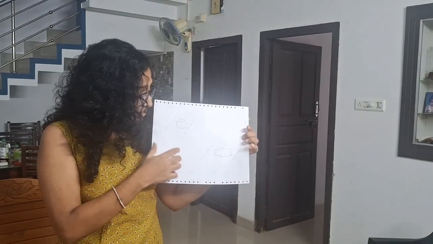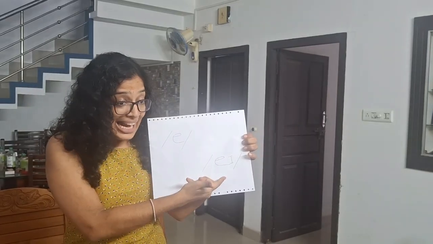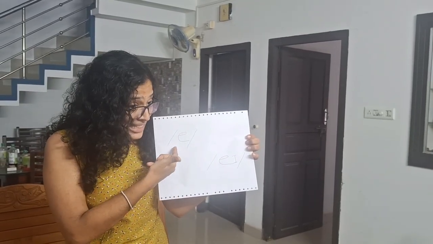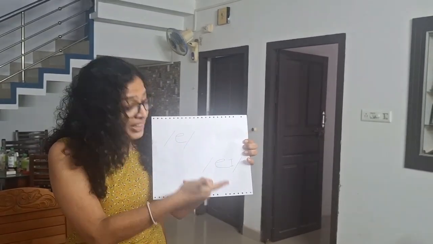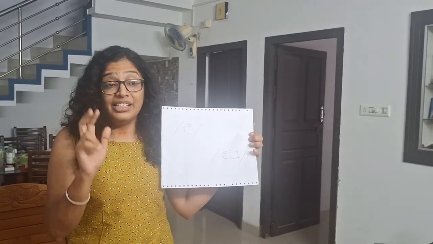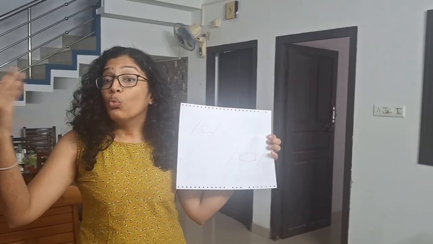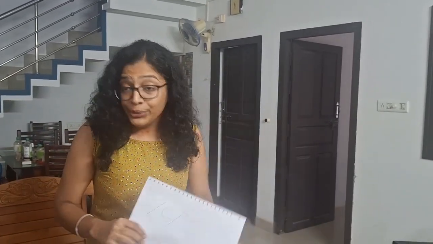So I'll give you another example. The sound, this is E and this is A. Wet, wait. Does it mean the same? No, it does not. The difference is in the second sound. Wet, wait. So this is what you call as a minimal pair.